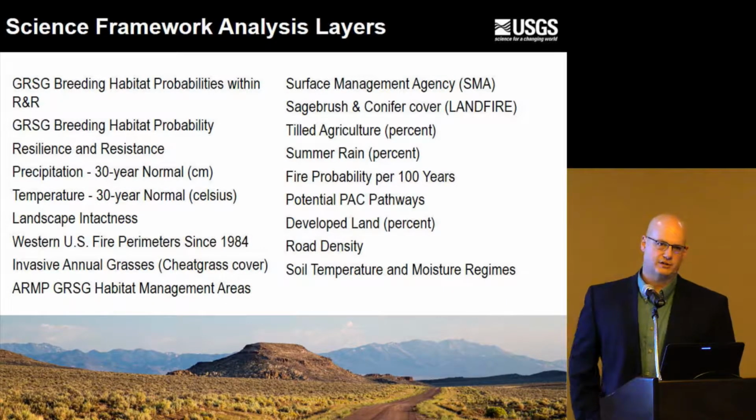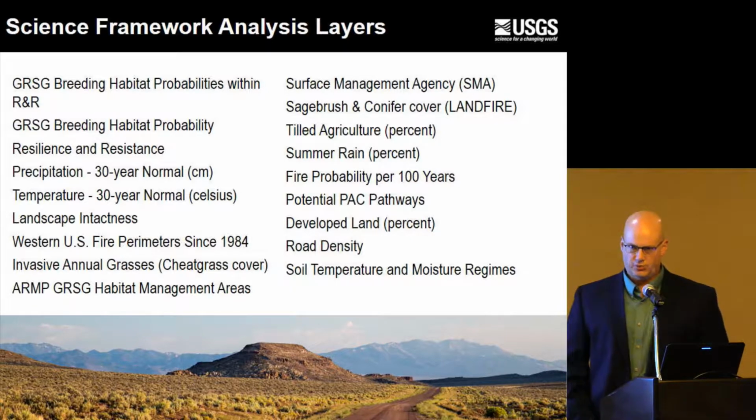So the analysis layers that we're looking at right now, a lot of these should be pretty familiar. They're coming straight out of the science framework. First and foremost, one we put in there is sage-grouse breeding habitat probabilities. And in the little example I'm going to go through here, I included maybe a couple of others. Surface Management Agency, always a good thing to know who controls the surface where you're wanting to put a project on the ground. And you can see the rest of them here.